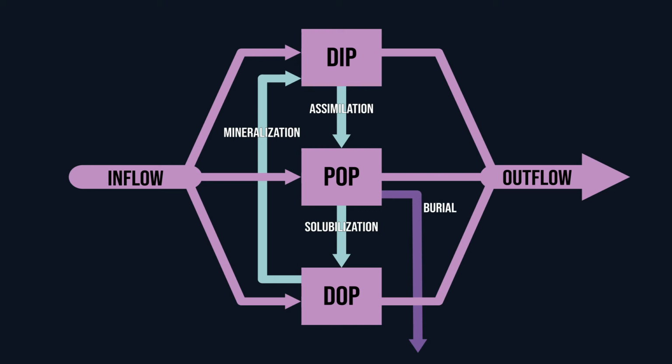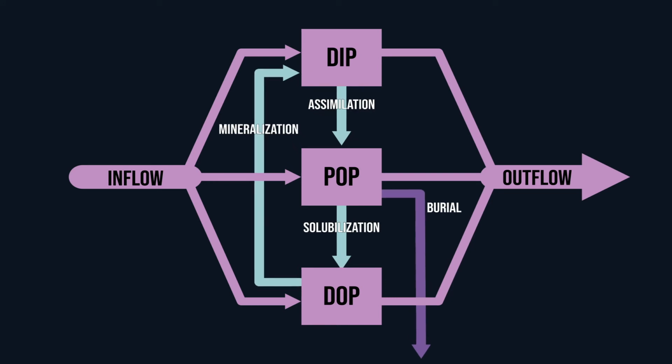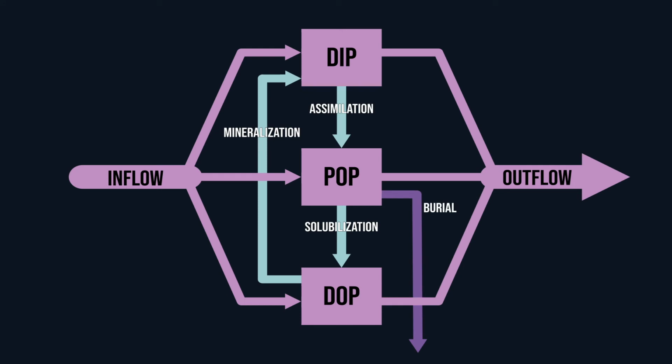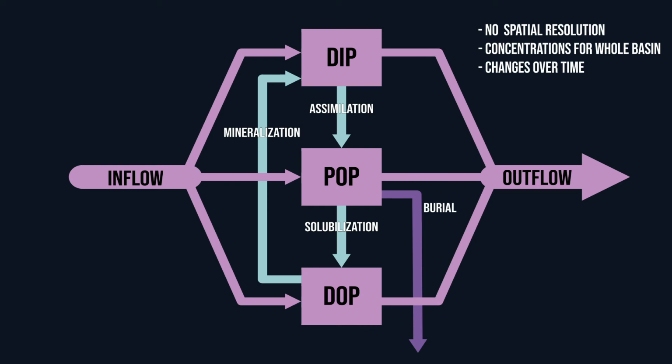But to get that information, you will have to provide more information to the model as well. For example, you have to provide all of the input and output information on each species, as well as proper representation of each process in the model. Thus, you have to deal with more parameters. Note that we still do not have spatial resolution, just the DIP, DOP, and POP concentrations for the whole basin and their changes over time, making this a zero-dimensional model.